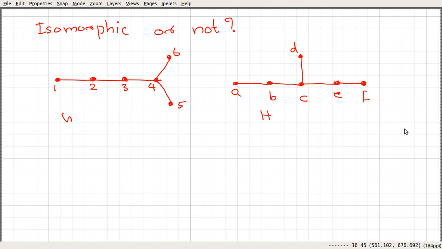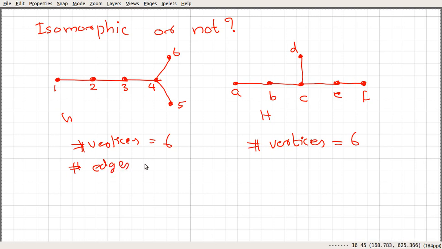Okay, so let's look into one more example. Let's consider these two graphs. Again we can see that for this graph the total number of vertices is 6. Similarly here also the total number of vertices is equal to 1 2 3 4 5 6, and the number of edges is equal to 1 2 3 4 5.